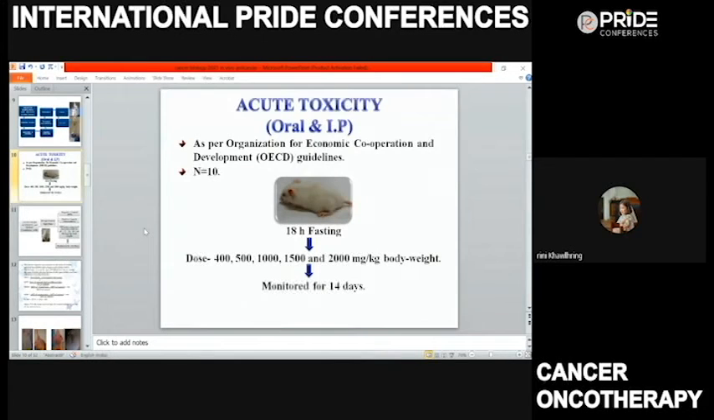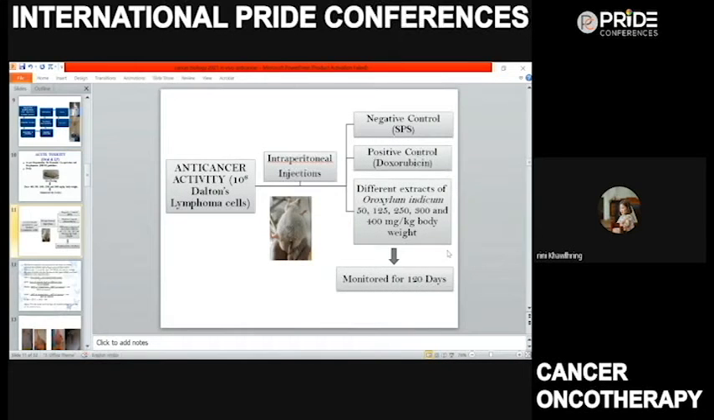First, acute toxicity was performed both orally as well as intraperitoneally, and this was done as per OECD guidelines, and the number of mice for each group was 10. Before administering the drug, the mice were fasted for 18 hours. And these are the different doses used for intraperitoneal toxicity. After administration of the drug, they were monitored for 14 days.